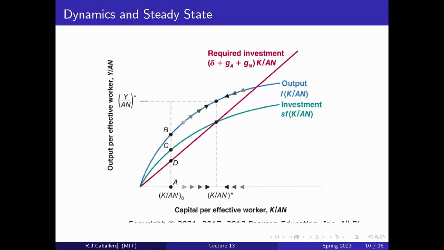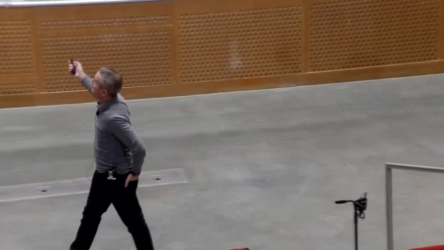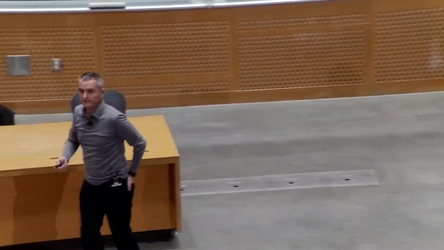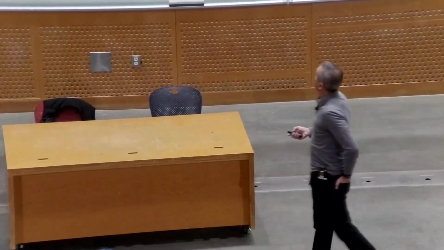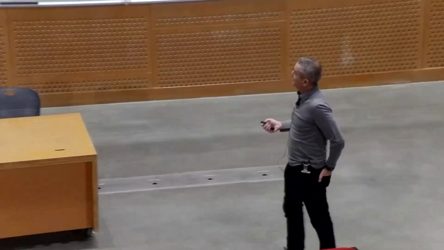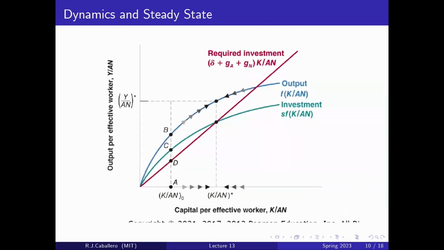And you should play with these things. What happens in this diagram if I increase gA or stuff like that? And notice that here you still have a steady state, but it's a steady state in the space of output per effective worker and capital per effective worker. That means, for example, that these quantities are not growing in the steady state.